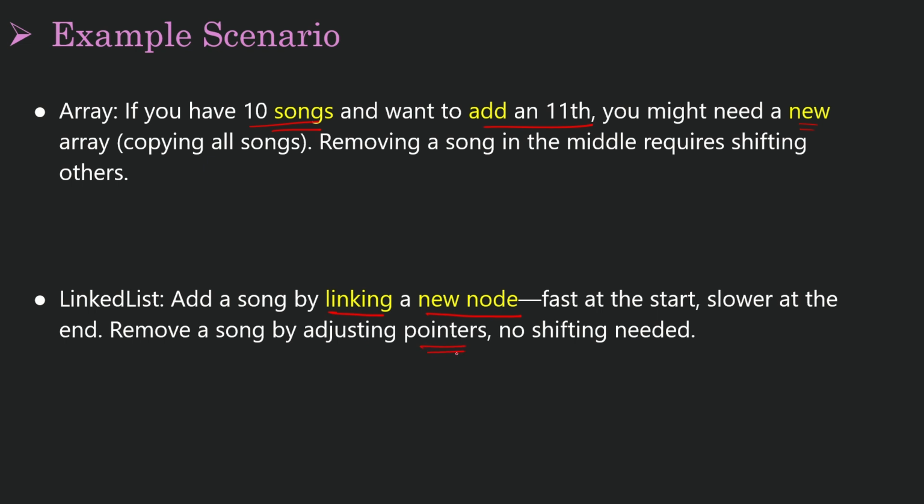Does this comparison make sense? Want to discuss a specific scenario where linked lists shine over arrays? In summary, linked lists sacrifice access speed for flexibility in size and insertions. Arrays sacrifice flexibility for fast access.